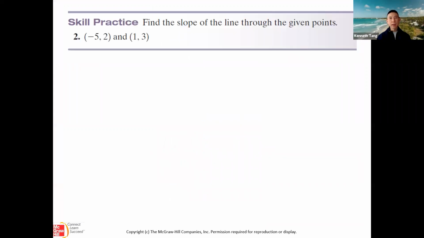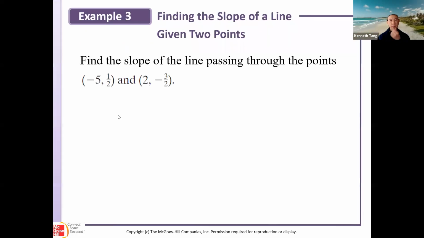Here we have a line going through given points. With those two points, use the formula m equals change in y over change in x. This is your x1, y1, x2, y2. Substitute into y2 minus y1 over x2 minus x1, and then you can get the fraction.